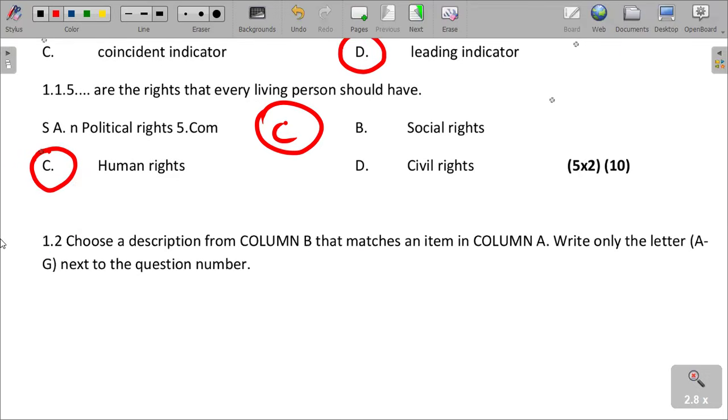And then we need to match column B with items in column A, and we write only the answer next to the question number.